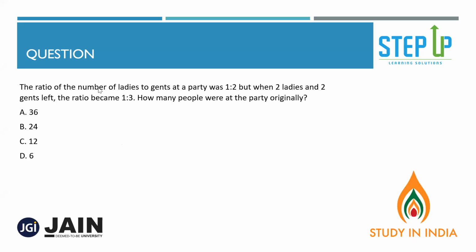Okay, so the ratio of the number of ladies to gents at a party was 1:2, but when two ladies and two gents leave, the ratio becomes 1:3. How many people were there at the party originally?